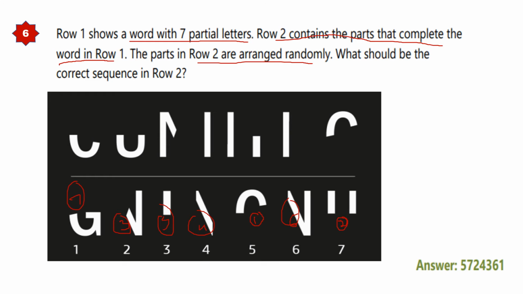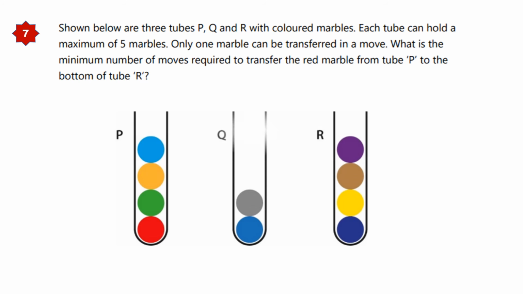So we know this can be formed like M. Yeah, it is incomplete, right? The row 1 and row 2 are incomplete letters. So we have to just make sure that we can combine it to form what? A meaningful word. Okay. Now let's see the 7th question.